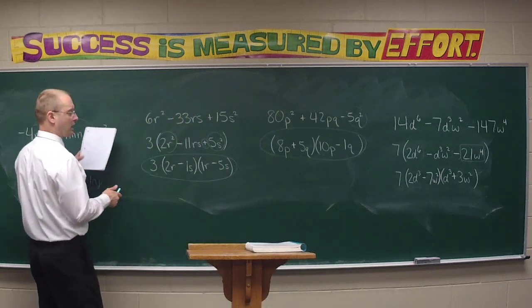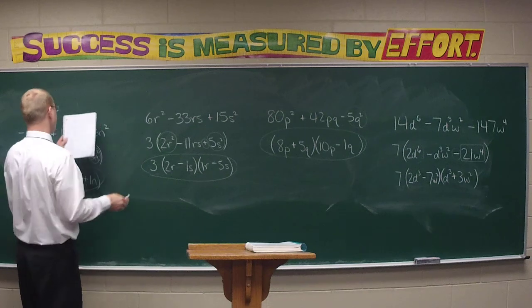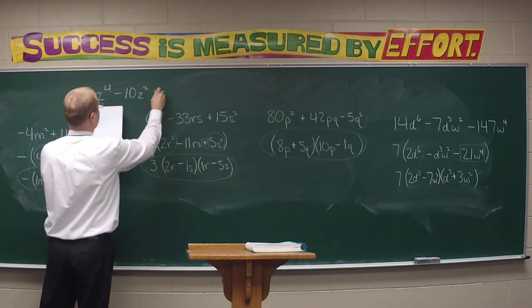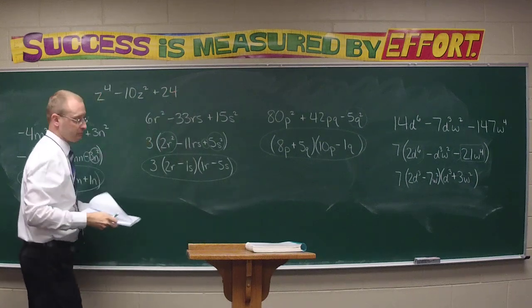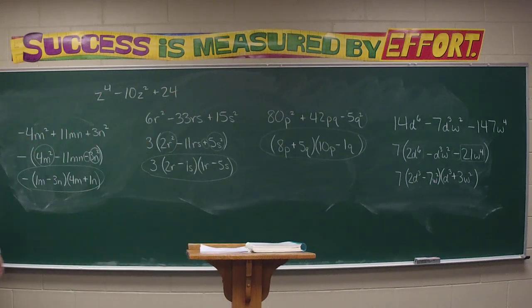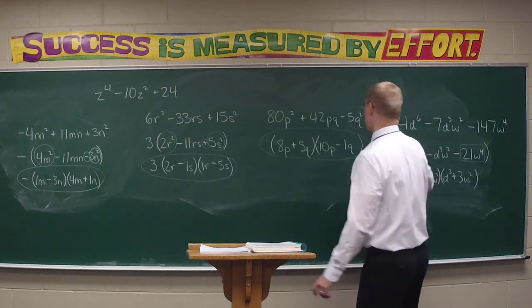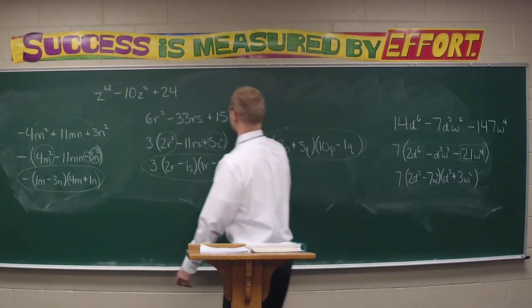Oh, one more here. Z to the 4th, negative 10z squared, positive 24. And after the ones we've just been working, this kind of looks like an insult, doesn't it?